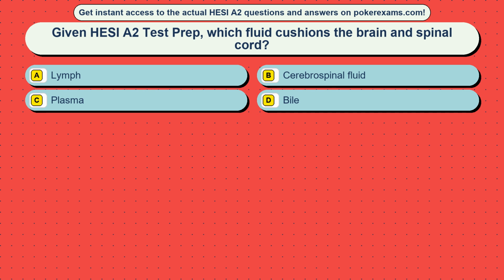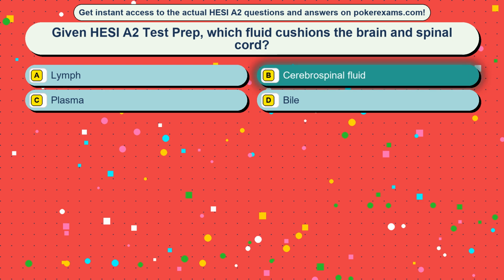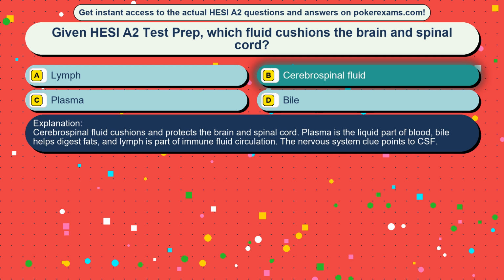Question 28. Given HESI A2 Test Prep, which fluid cushions the brain and spinal cord? Option A, lymph. Option B, cerebrospinal fluid. Option C, plasma. Option D, bile. The correct answer is option B, cerebrospinal fluid. Cerebrospinal fluid cushions and protects the brain and spinal cord. Plasma is the liquid part of blood, bile helps digest fats, and lymph is part of immune fluid circulation. The nervous system clue points to CSF.